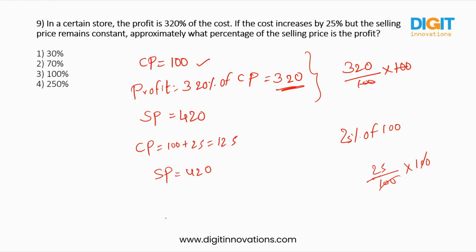Okay. And what is the new profit they're asking? So the new profit on the selling price. New profit: selling price is 420 minus cost price 125. That would be 295. So by increasing the cost price, you got profit as 295.